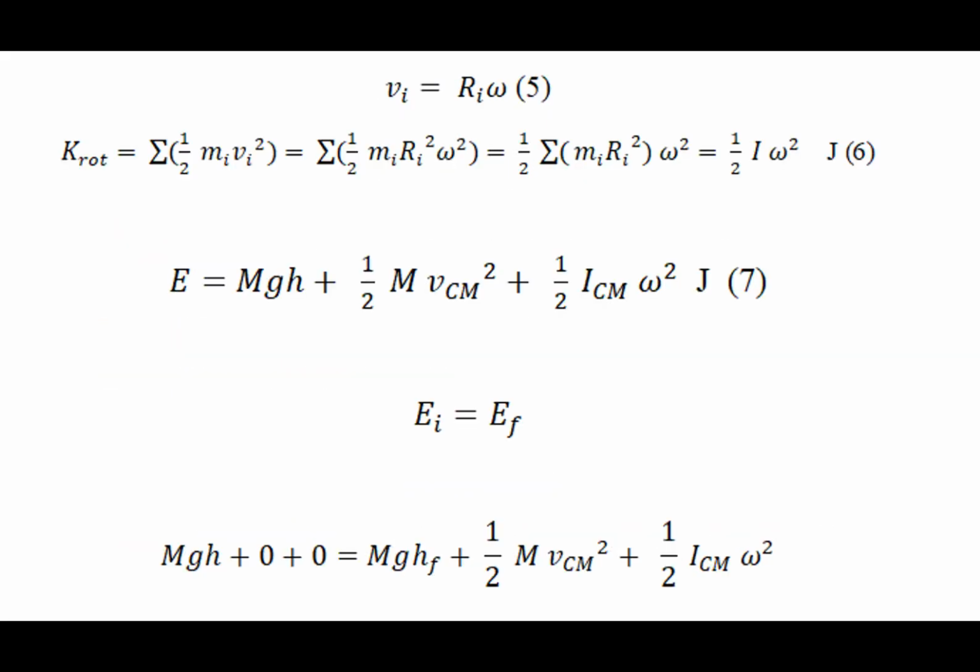The kinetic energy of rolling motion is expressed by the sum of the kinetic energies of infinitely small particles of the object, and expressed as shown in equation 6. And from the conservation of energy, we can write the equation below for our objects.